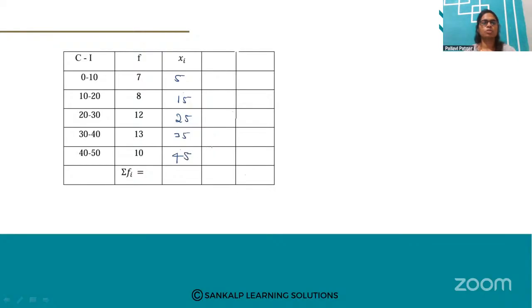So choose an assumed mean, A. Okay. So here we have to find out the deviation. So here di is xi minus A. So how do we find out the assumed mean here?